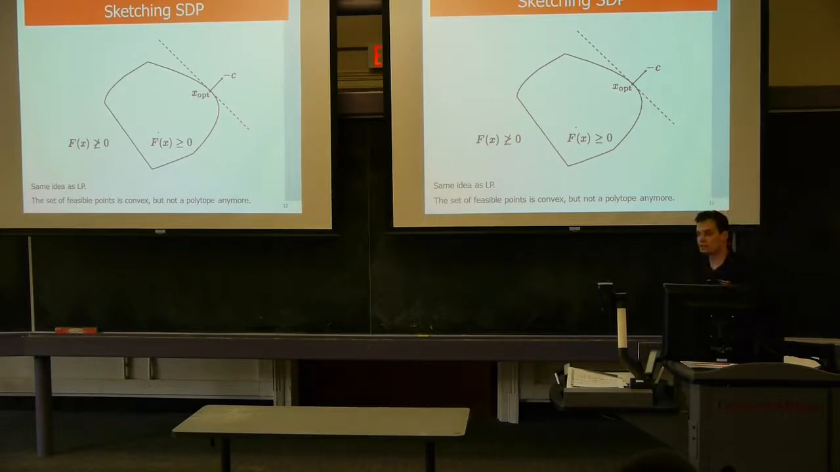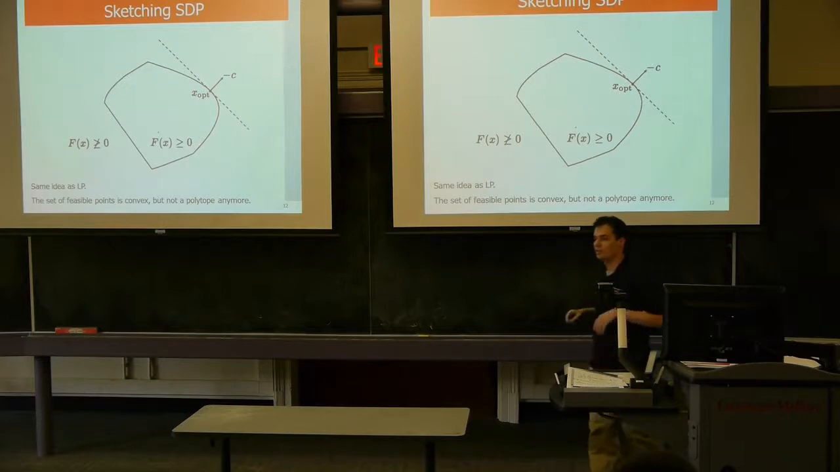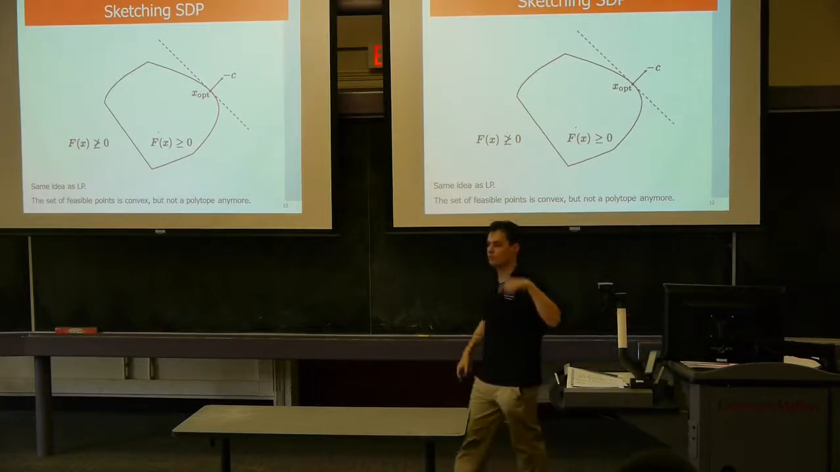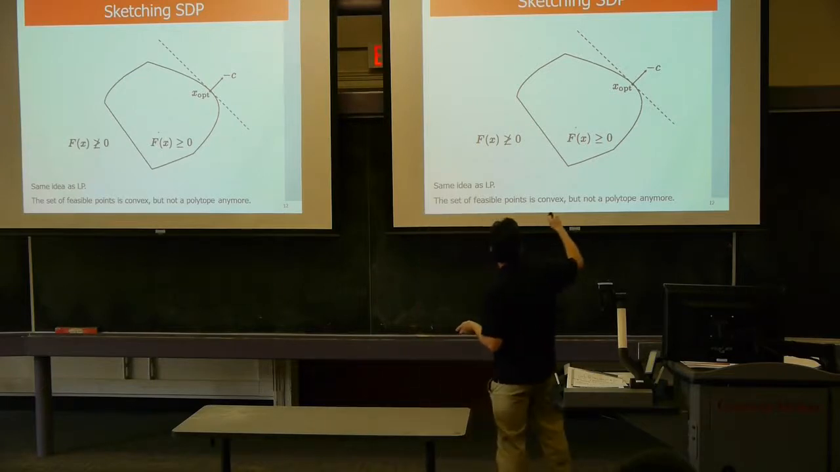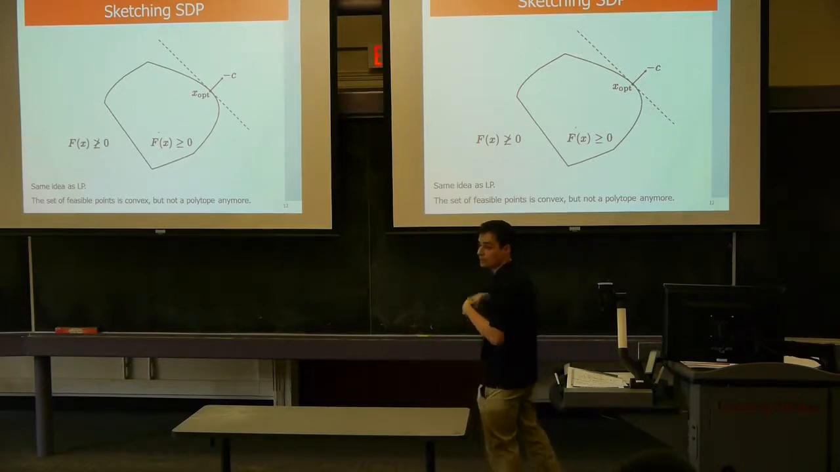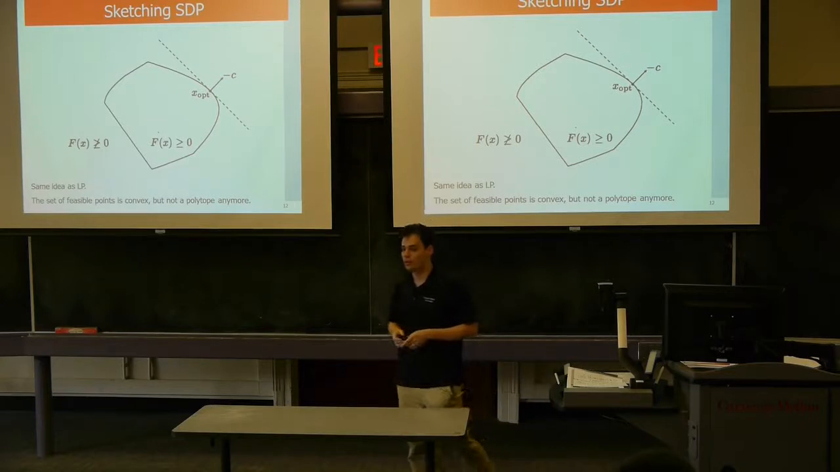The difference here, though, is that what was the feasible domain for the LP? It was a polytope. But here, it won't be a polytope anymore. It's more general than that. So it can be curved. And these curves can be any polynomial thing. It can be unbounded. Yes?